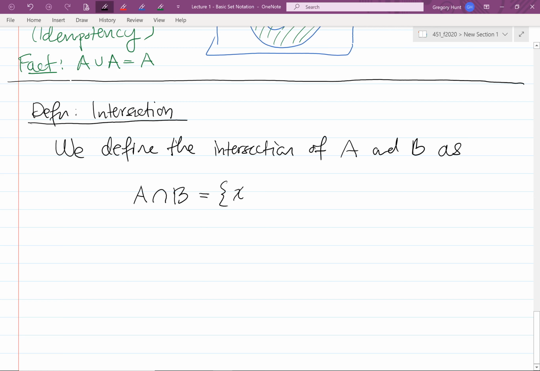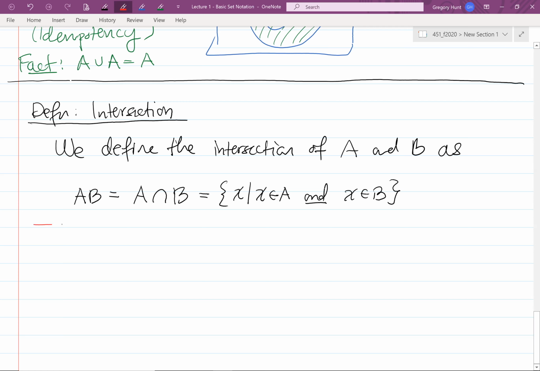It is defined as all x such that x is in A and x is in B. So it's the same definition as union, but we're switching the or for an and. So it's the set equivalent of the logical and. So A intersect B, A cap B. Oftentimes we're going to denote this, and I will in this course denote this as just writing them next to each other. A, B. That is everything in A and everything in B.